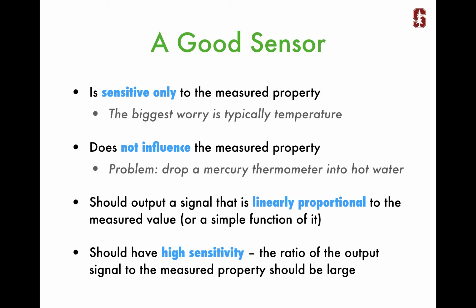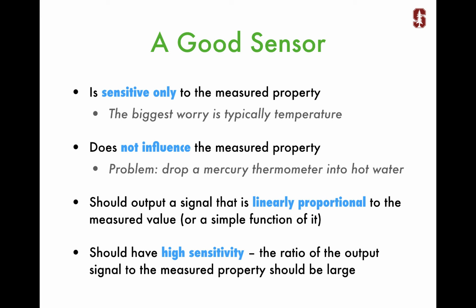A good sensor should output a signal that is linearly proportional to the measured value. That means if you graph the signal with respect to the property, you should get a straight line. If it's not linearly proportional, you should at least get a signal that's a simple function of the measured property.